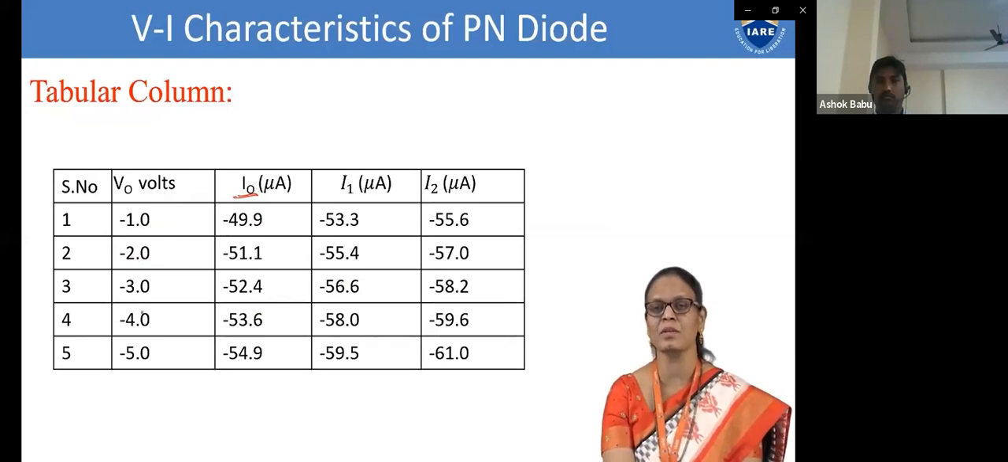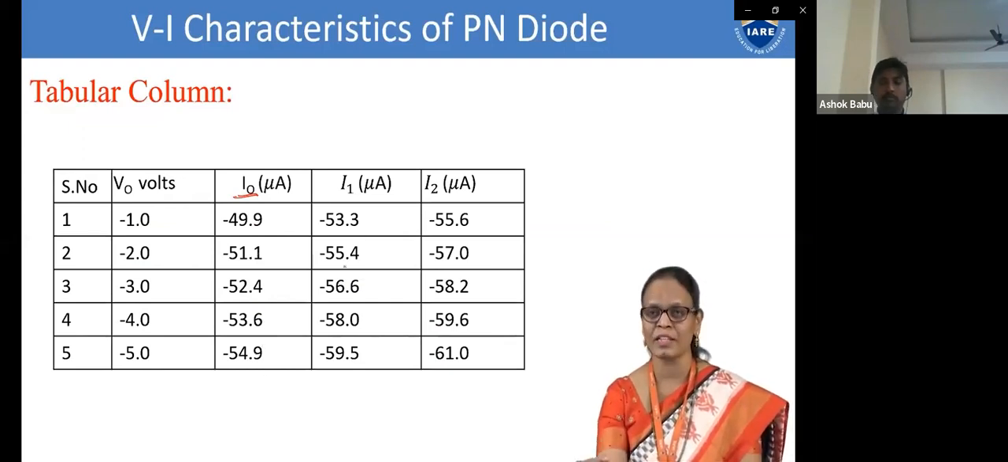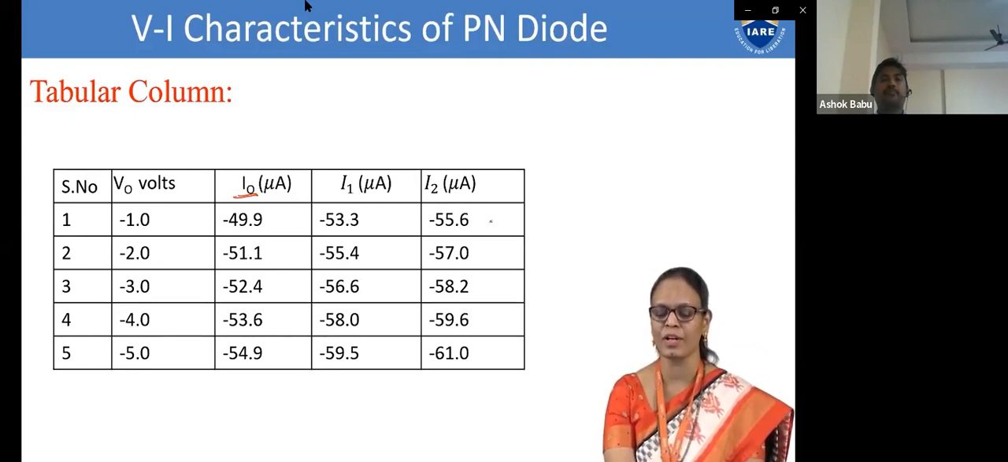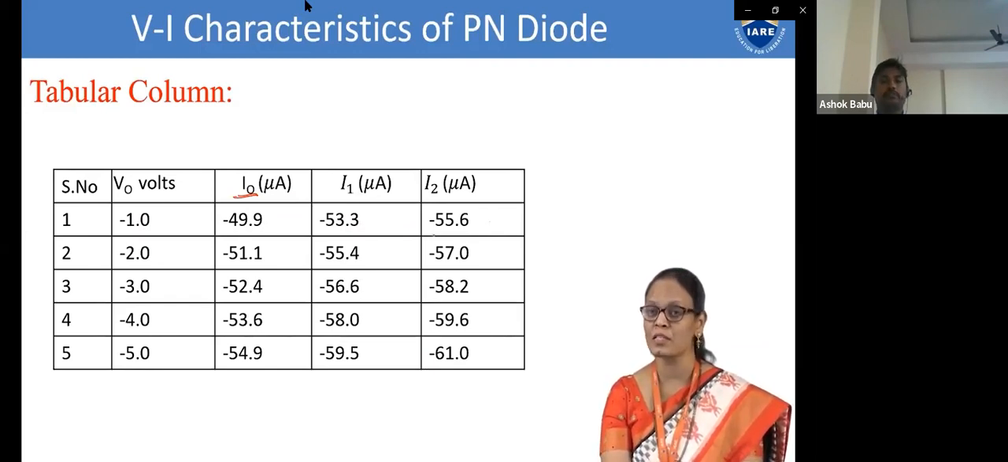So for -1, -2, we are going to increase the voltage in steps of 1 volt and note down the corresponding current readings. Now you vary the intensity, vary the distance or the lamp control and repeat all the steps. You will keep on varying the voltage again in steps of 1 and note down the readings. For another intensity also you will keep on noting. So assuming that the intensity of light increases, what you are observing here, you see, for the same voltage, as the intensity increases, the amount of current is going on increasing. Here it is 49.9, 53.3 and 55.6.